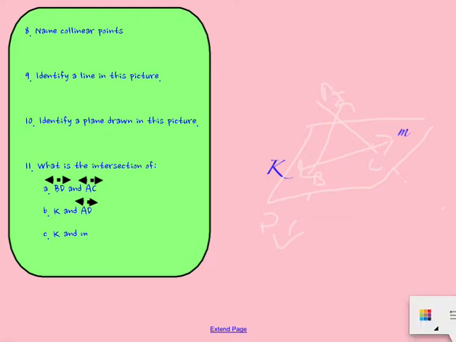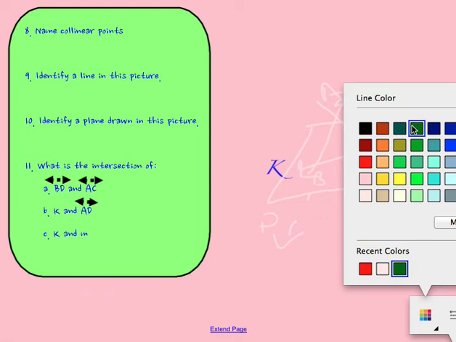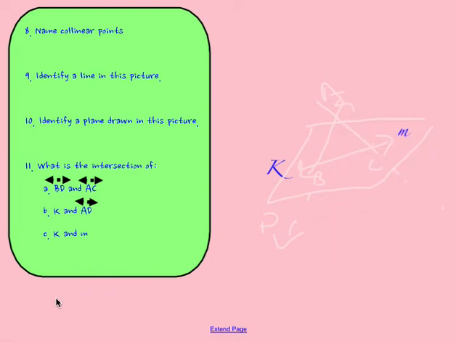It says name two collinear points, so points that are on the same line. Well, A, B, and D are all on the same line, so those are collinear points. Okay, A and C are on the same line, so those are collinear points. Identify a line in this picture. Well, we could talk about line M, lowercase cursive. We could also talk about line AB, and we note that by putting little arrows above it.